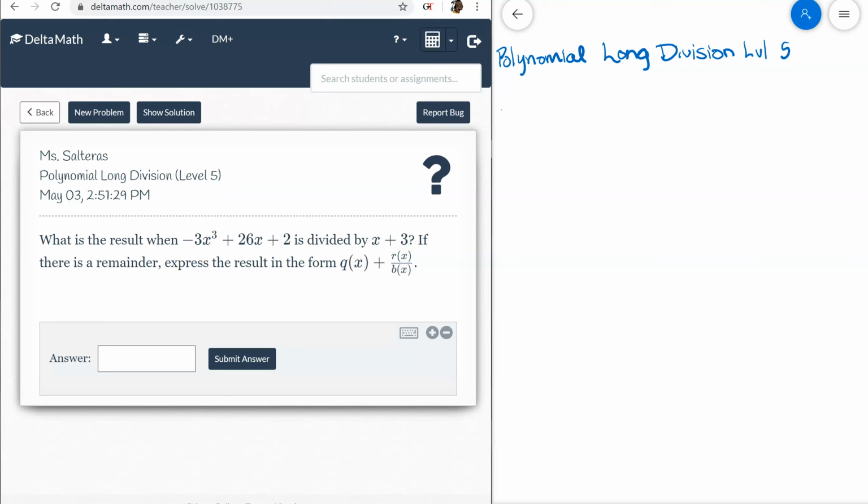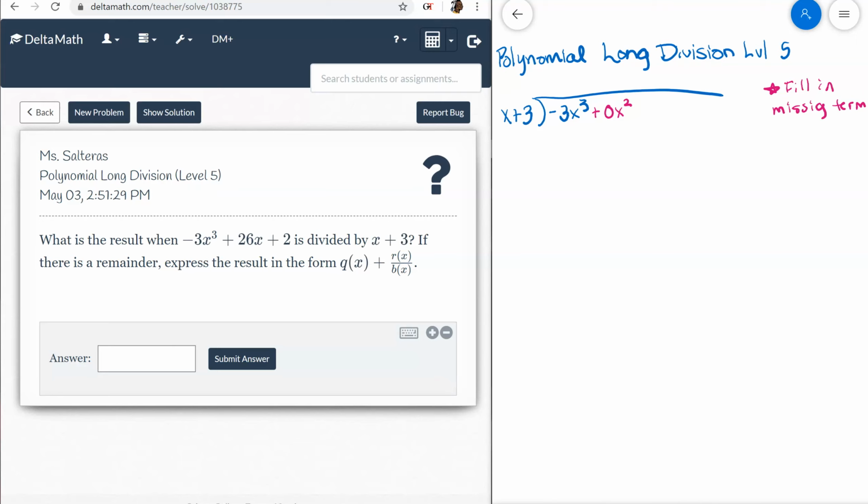Our divisor is x plus 3, right? Our dividend, we have negative 3x cubed. Now you should notice that you're missing an x squared term. So again, we write polynomials in standard form. What you're going to do, this is your extra step, you're just going to fill in your missing exponent term. So we're missing an x squared, so we're just going to add 0x squared.